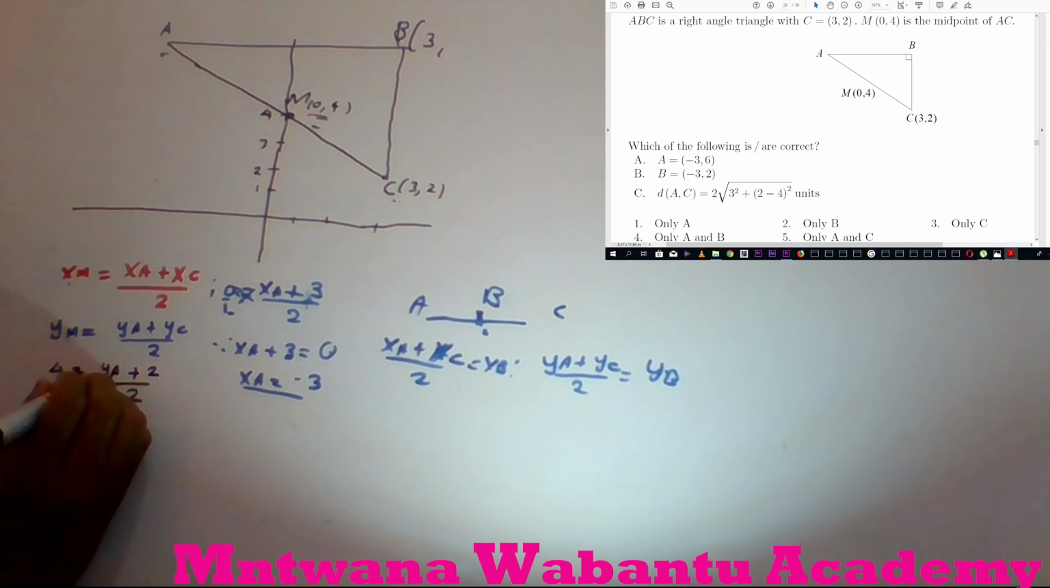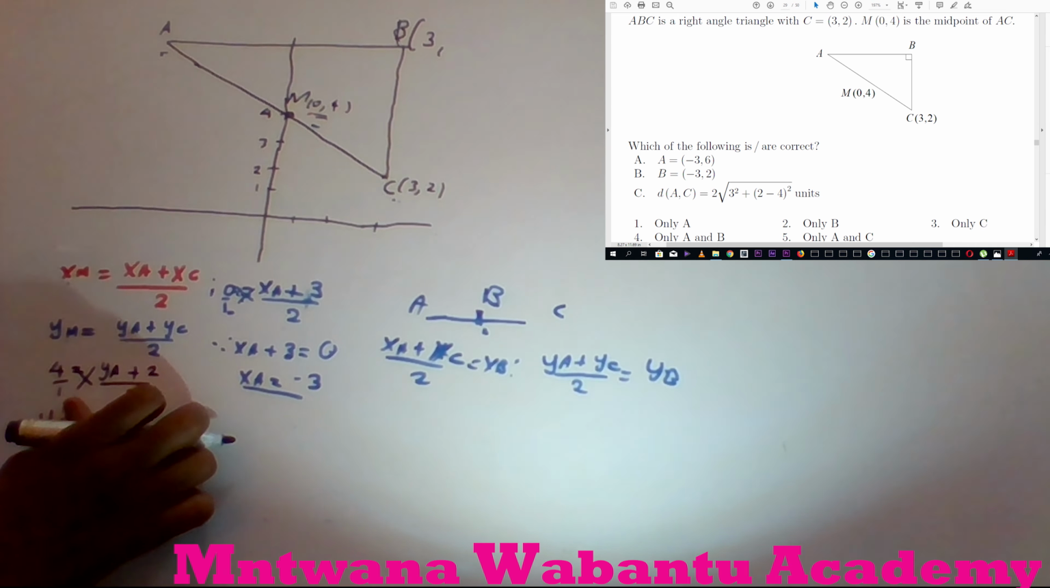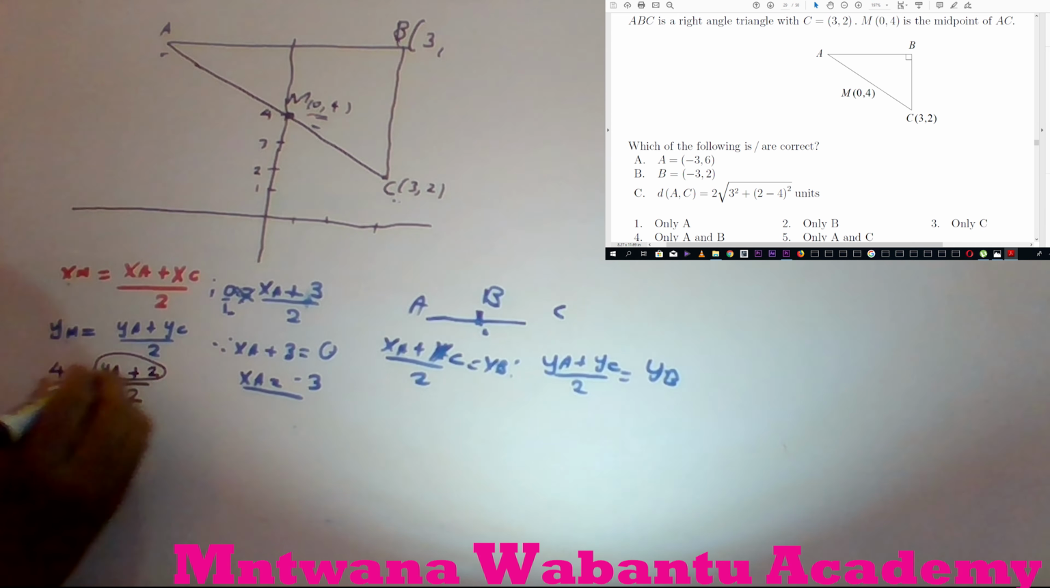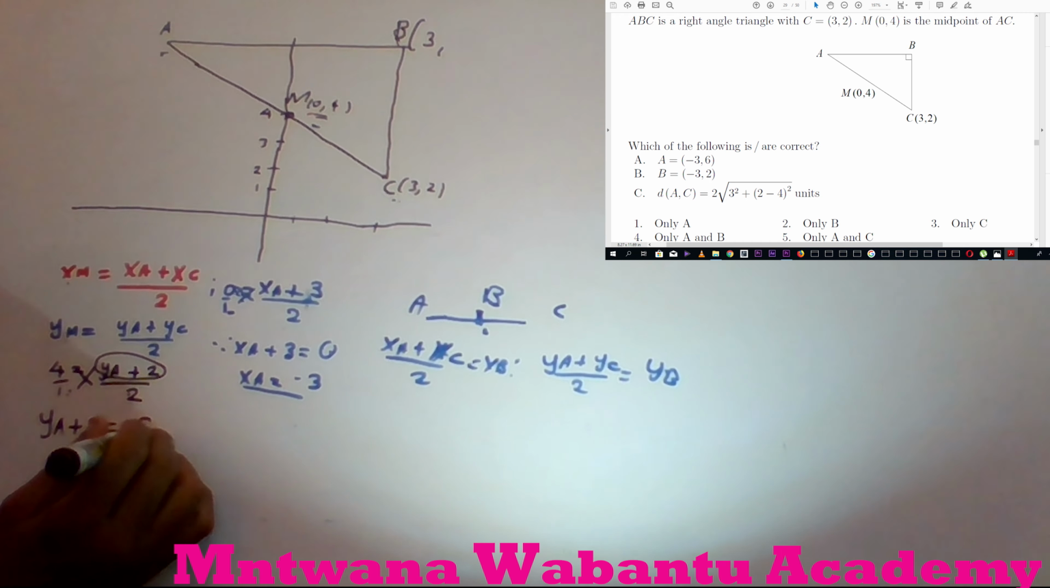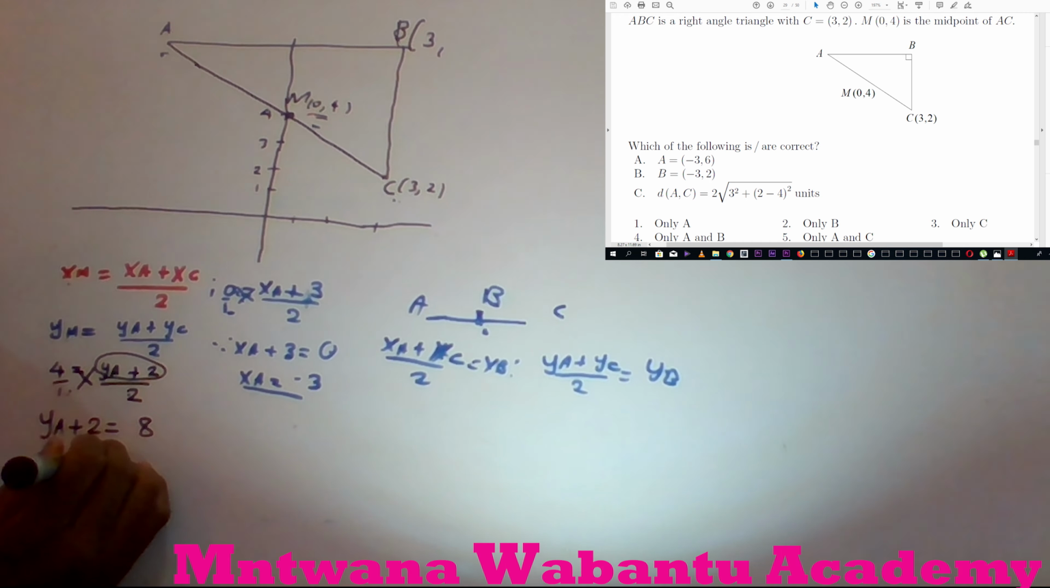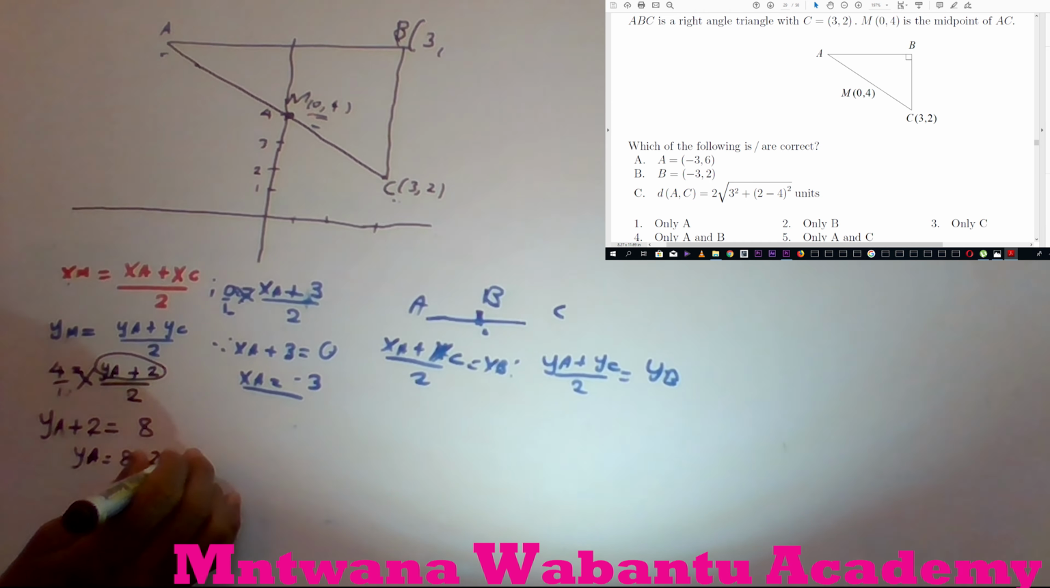So I'm going to say over 1, and then cross multiply. 1 times Y at A, Y at A, plus 1 times 2 equals 2, and then 2 times 4 equals 8. So these two go over. So Y at A equals 8 minus 2, which equals negative 6.